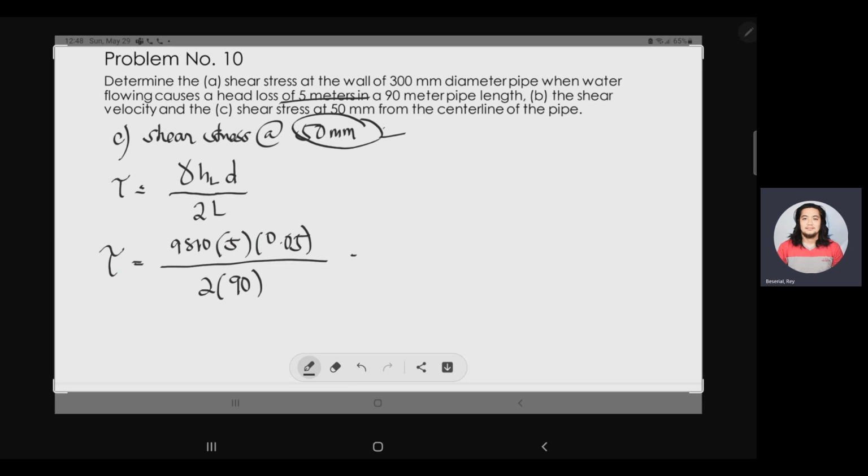Center of the pipeline, kaya naging 2L. Okay? So, ang value ng ating shear stress from the center line of the pipe is 13.6 pascals. Okay. So, ito na yung answer natin. Ito yung answers natin sa ating problem number 10. Then, sorry, may aking cellphone. So, dito nagtatapos yung ating problem solving sa ating fluid flow measurements.